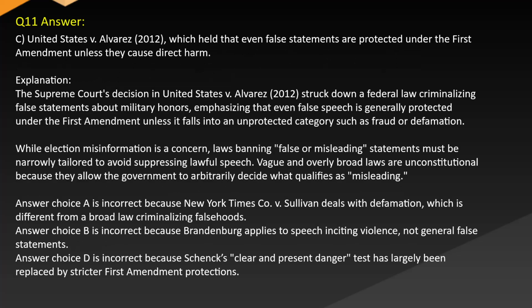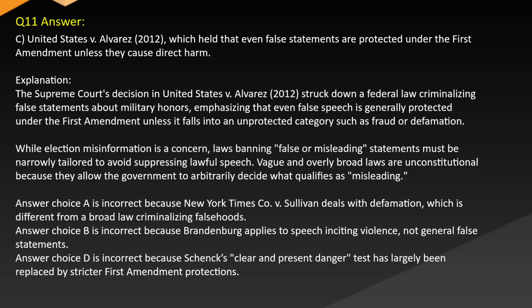Answer C. United States v. Alvarez, 2012, which held that even false statements are protected under the First Amendment unless they cause direct harm. Explanation: the Supreme Court's decision in United States v. Alvarez, 2012, struck down a federal law criminalizing false statements about military honors, emphasizing that even false speech is generally protected under the First Amendment unless it falls into an unprotected category such as fraud or defamation.